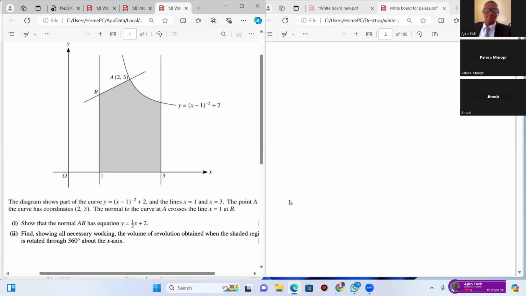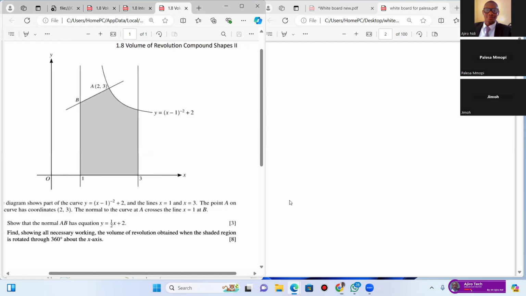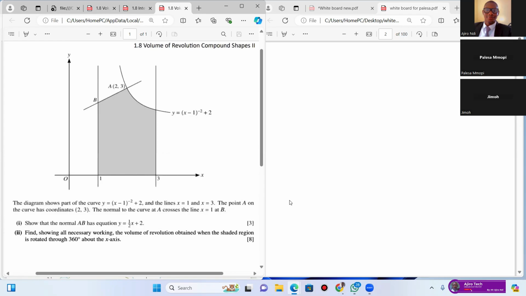Then the points, the line x equal to 1, x equal to 3, and the curve y. The point A on the curve has the coordinate such that the normal to the curve at A crosses the line x equals 1 at B. Show that the normal AB has the equation y equals x plus 2.